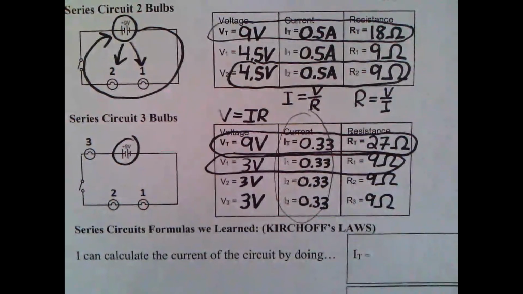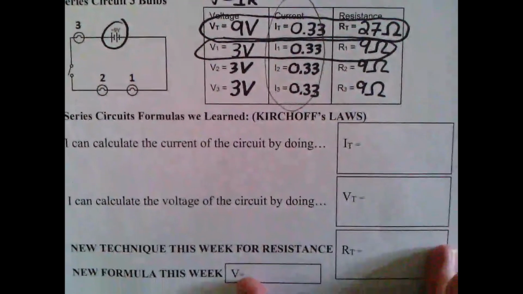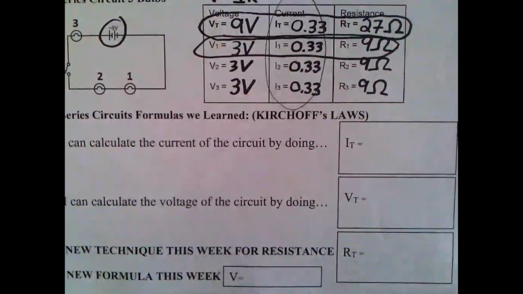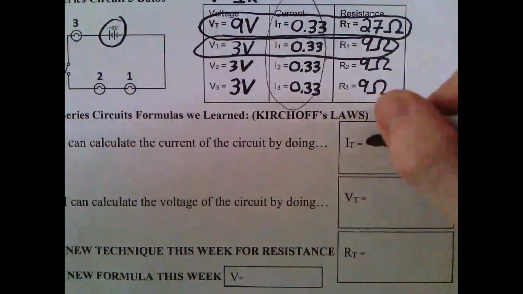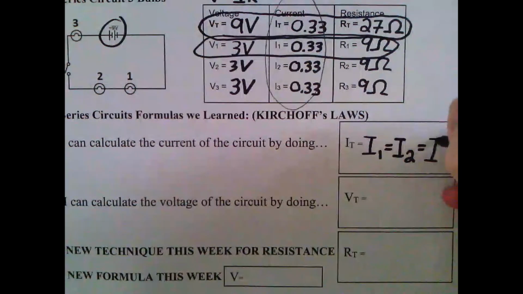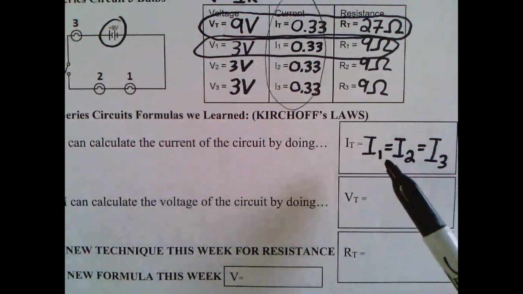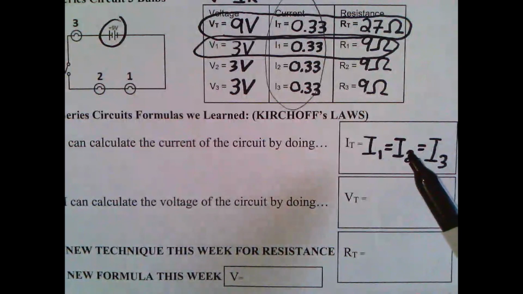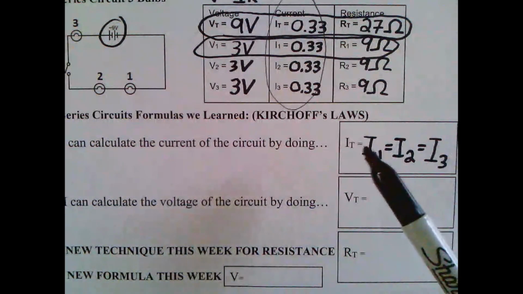Okay, so let's summarize all of the rules for series circuits. If we look here, we can calculate the total current coming out of the circuit using this formula. Now, it's kind of funny to call this a formula because we're basically just saying it's equal all of the time. Anytime you know the current of light bulb 1, you also know the current of 2 and 3, and you know the total current. It's all the same. So in series, it's all identical.